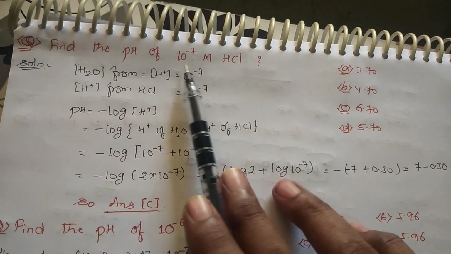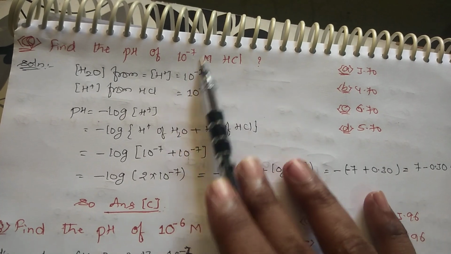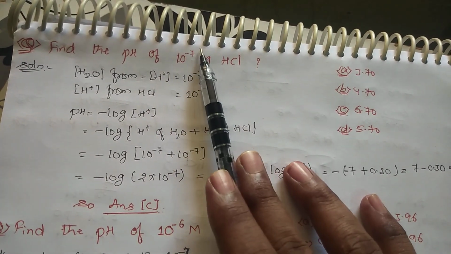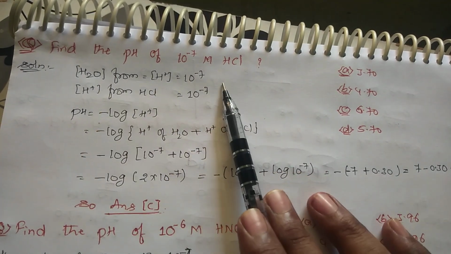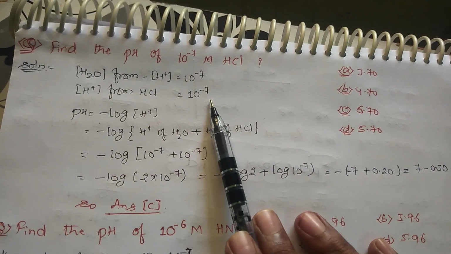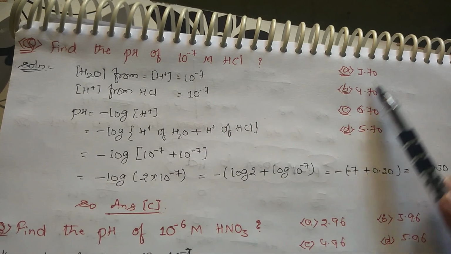Find the pH of 10 power minus 7 molar HCl solution. See, 10 power minus 7. This is not a very large difference. It is the same as water. So H plus from water is 10 power minus 7, and HCl's H plus is 10 power minus 7. So pick out the answer.